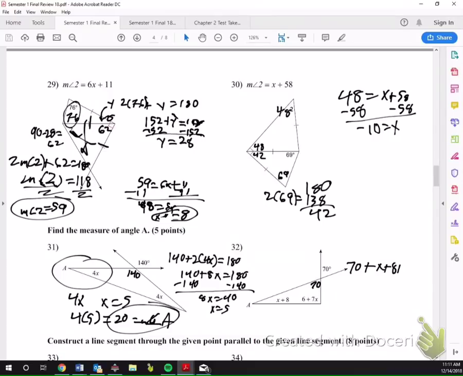We're then going to do the exact same thing on number 32. We get 70 plus x plus 8, that's this angle right here, plus 6 plus 7x, is 180 degrees. Combine like terms. Use the subtraction property of equality, and then the division property of equality.